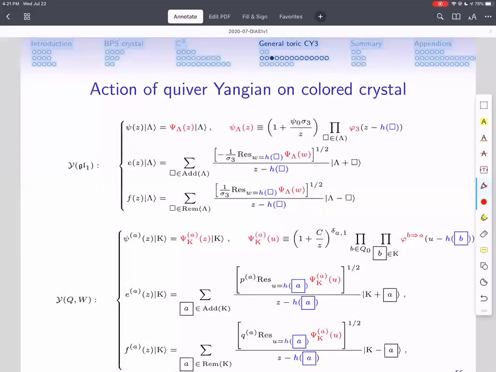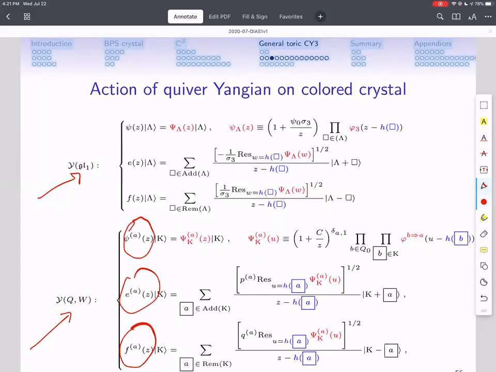This is the affine Yangian of gl_1 here, and this is our new Quiver Yangian. Before, we had a family of three generators. Now for each color, we have a family of three generators: the Cartan, the raising operator and the lowering operator.